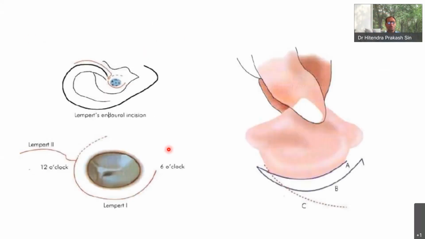So how do we do a Lempert's incision? I have shown you like this. Then it goes upwards, comes out like this. The classical post-aural incision is B, which you are seeing. Some surgeons prefer to give it in the post-auricular groove. And in infants and children, you can see this C type of incision, which does not go to the tip of the mastoid and goes posteriorly instead of going directly inferior.